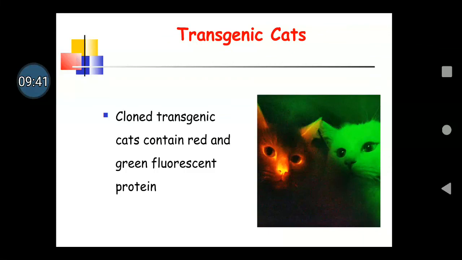Transgenic cats. The cloned transgenic cat contains red and green fluorescent proteins which glow in the presence of ultraviolet radiation.